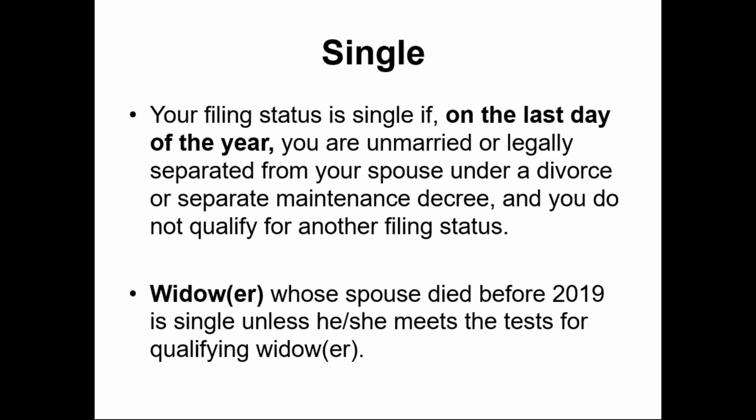So at the last day of the year, if you were unmarried or legally separated from your spouse under a divorce or separate maintenance agreement, here in Pennsylvania, generally, if you don't have a divorce agreement, you're still considered married until that final document goes through. So we don't have a separate agreement here. So you're going to be single if you're unmarried at the end of the year and you don't have another filing status to work with. So this is our default.